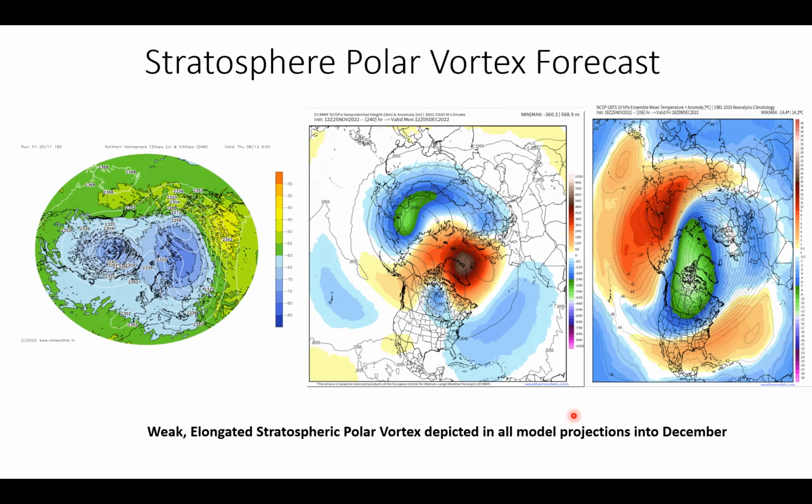Now let's take a look at the stratospheric polar vortex forecast. This is the latest as of today, the 25th of November.